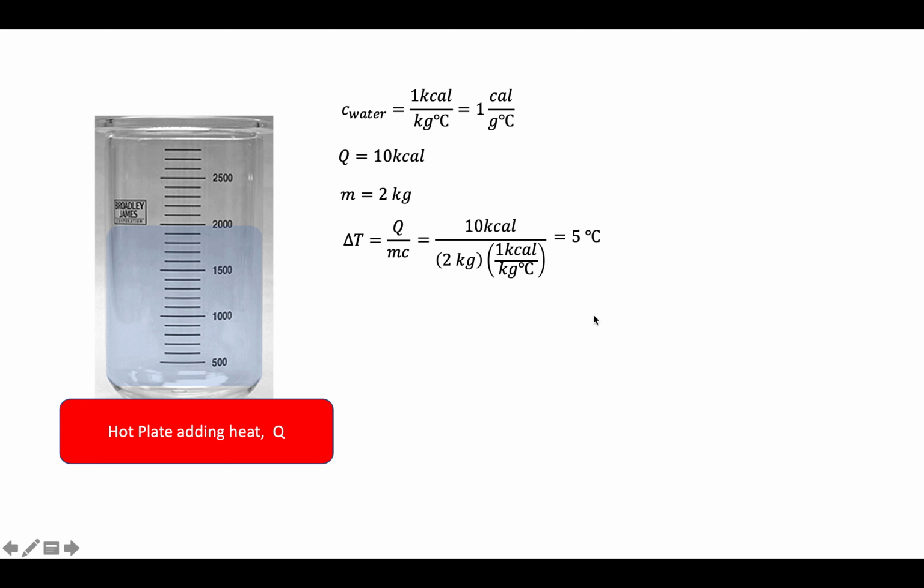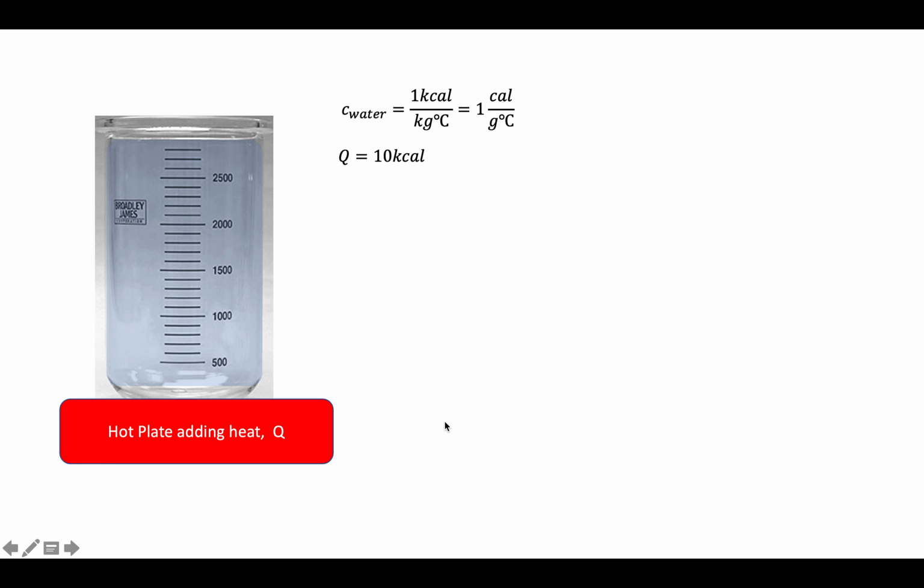So the change in temperature is inversely proportional to the mass. As we double the mass, the change in temperature changes by a factor of 1/2, keeping the substance the same and the amount of energy added the same.